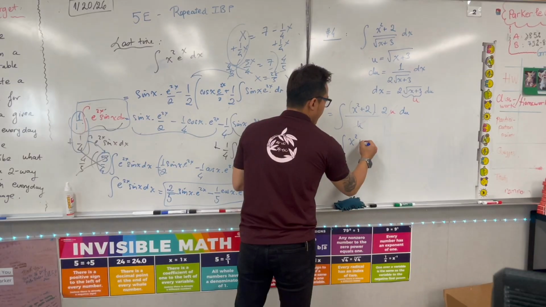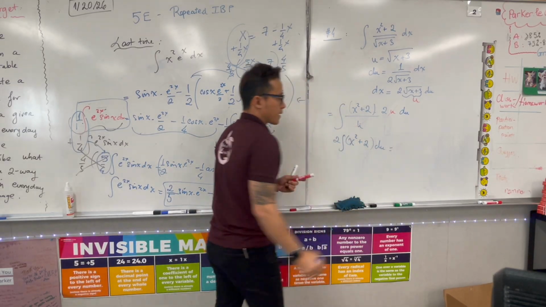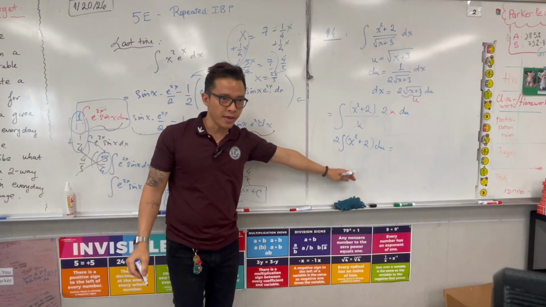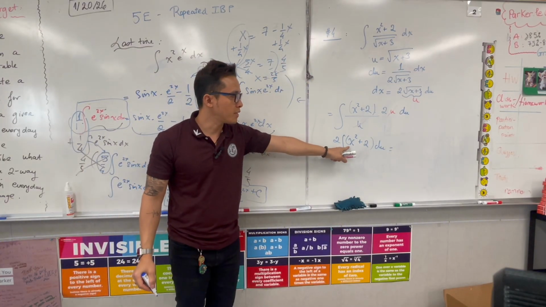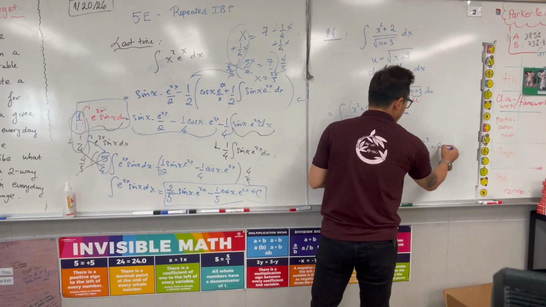Oh, that was the whole thing. I only did the inside. Now, a lot of you actually got to here. But then after this, you wrote x cubed over 3 plus 2x. Is that correct?